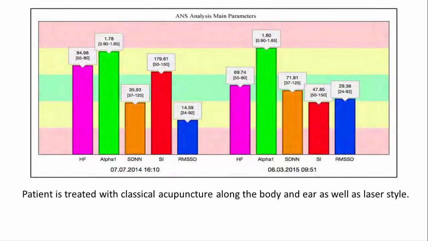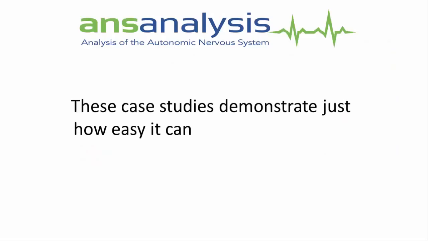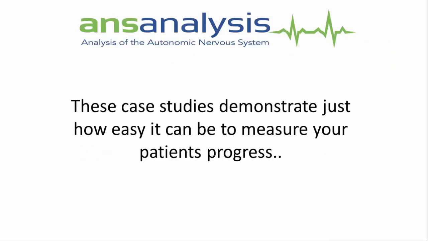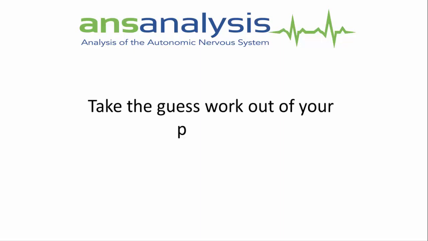And finally, this patient was treated with classical needle acupuncture along the body and ear, as well as laser style, which was administered for 30 minutes. This course of therapy was conducted over a 6-month period and resulted in a decreased average heart rate, increase in median variability, and a complete recovery of autonomic functionality. These case studies demonstrate just how easy it can be to measure your patient's progress, and allows you to take the guesswork out of your practice.